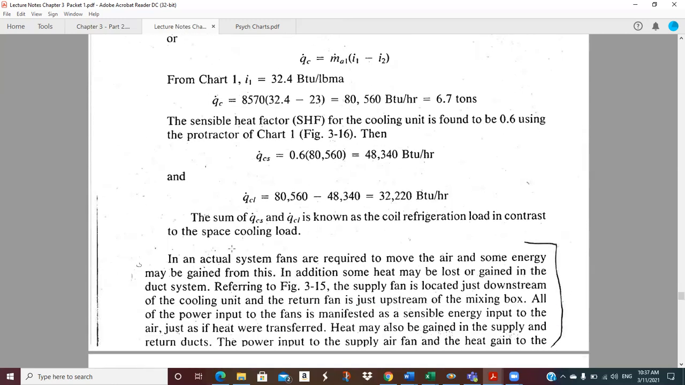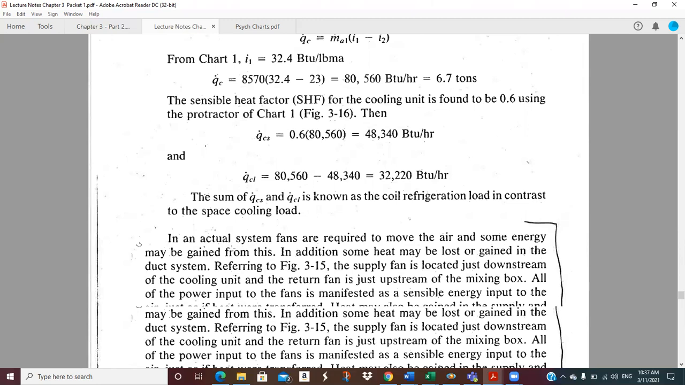So he says the sum of these two is known as the core refrigeration load, in contrast to the space condition load. We have to keep in mind that the coil also sees the outside air load. The coil will also see fan load, okay? So the coil has to accommodate fan energy that gets put in, which is a little bit as well. The problem we worked here is a simplification, but it approaches an analysis that mirrors what you would do on a real system.